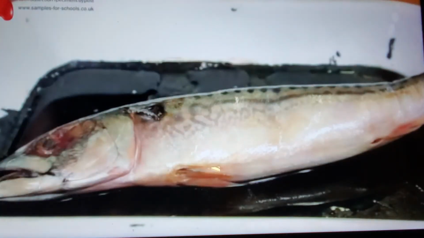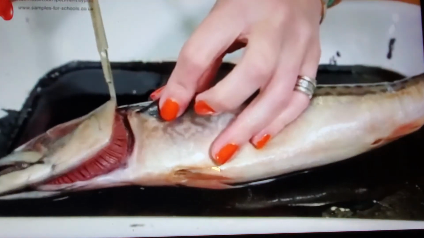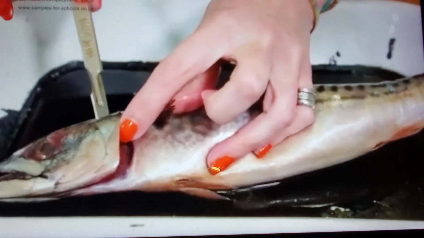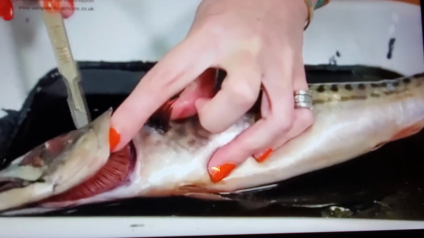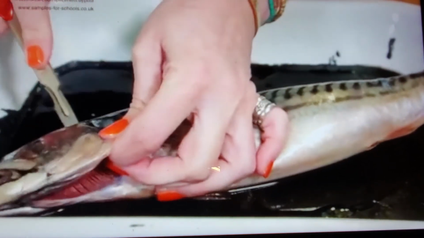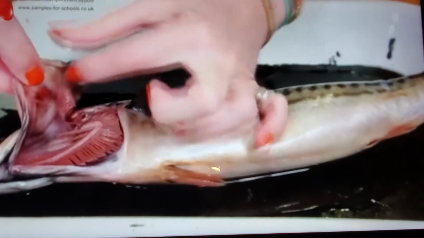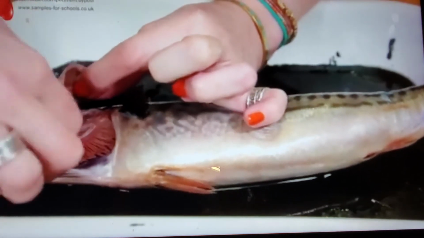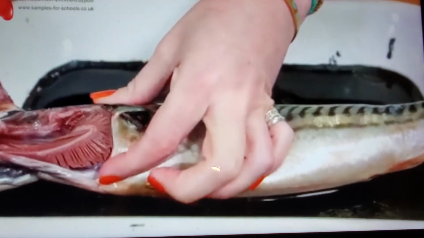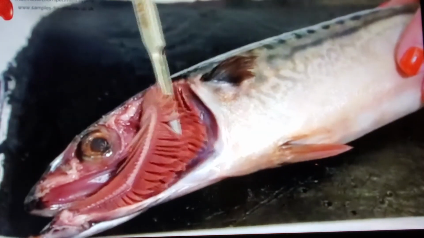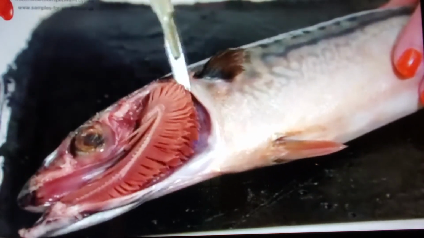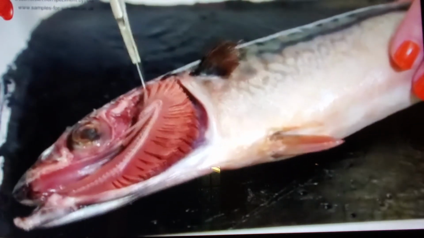To examine the fish gills, we can remove the gill flap, the operculum, and this can be done simply by cutting down with the scalpel. Once the operculum has been removed, we can see the full gill structure underneath. You can then make incisions to remove this entirely as well.